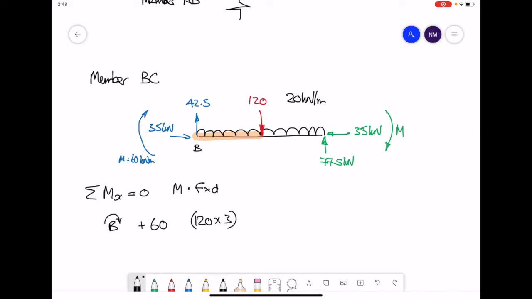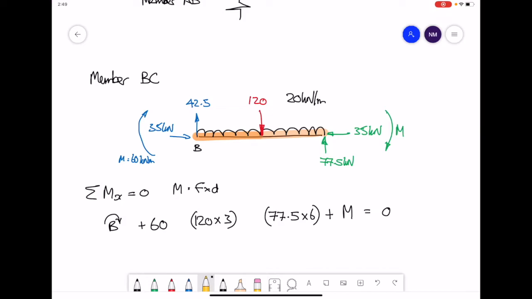Something else that produces moments is the 77.5 kilonewtons on the end. The distance from B across to that is going to be 6 meters. And on the end of the beam in green, I've drawn in a moment. It's clockwise in rotation, the way I've drawn it in, therefore it will be a plus M. All these moments must balance to give you 0. We've got 2 moments left. We need to get a direction for them, remember, clockwise or anti-clockwise.